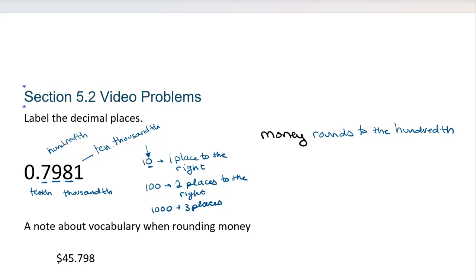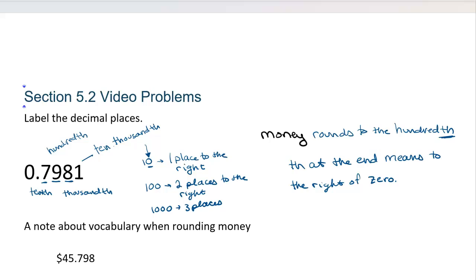Also, it's important to know that TH at the end means to the right of 0.